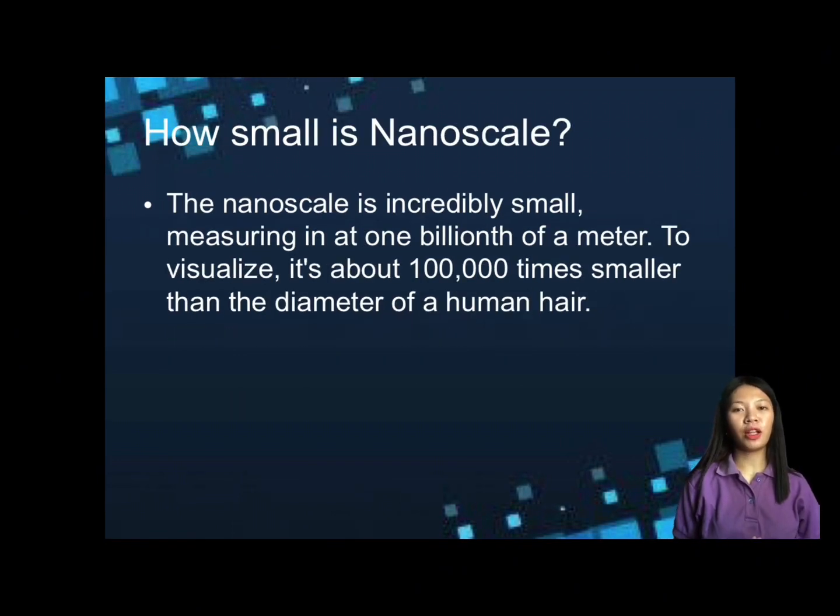How small is a nanoscale? The nanoscale is incredibly small, measuring 1 billionth of a meter. To visualize, it's about 100,000 times smaller than the diameter of a human hair. In the International System of Units, the prefix nano means 1 billionth or 10 to the power of negative 9. Therefore, 1 nanometer is a billionth of a meter.